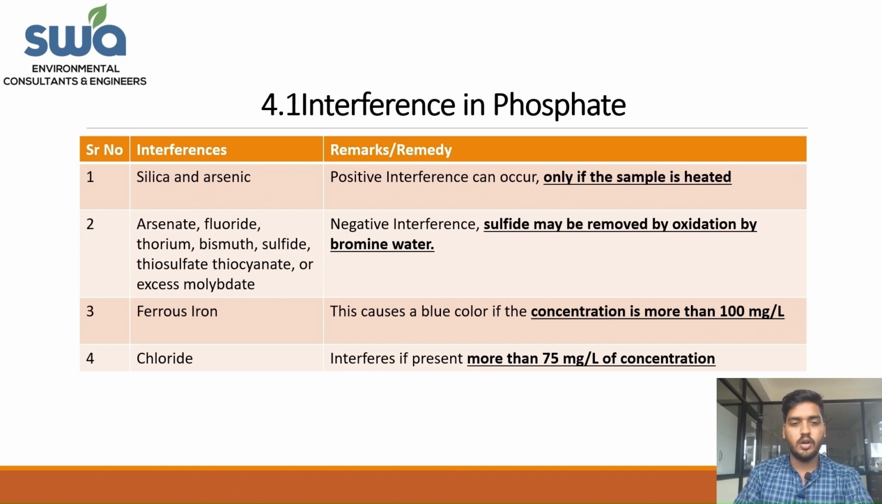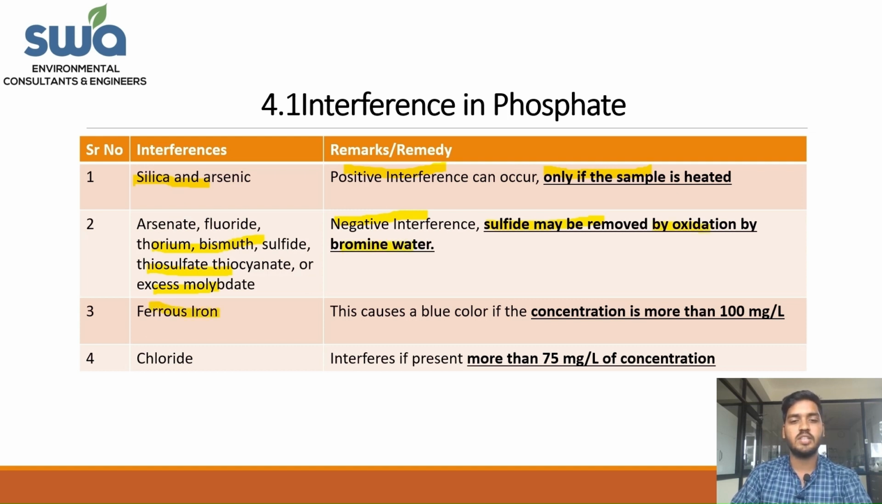So now let's see what kind of interferences will be there in this process. So first is silica and arsenic. The positive interference can occur only if the sample is heated, and arsenate, fluoride, thorium, bismuth, sulfide, thiosulfate, thiocyanide or excess molybdate form the negative interference, wherever the sulfide may be removed by the oxidation with bromine water.